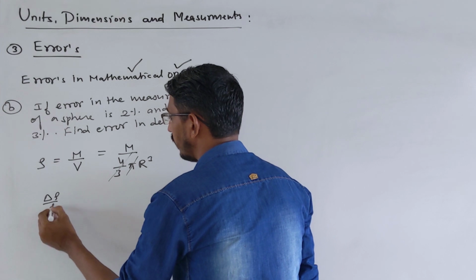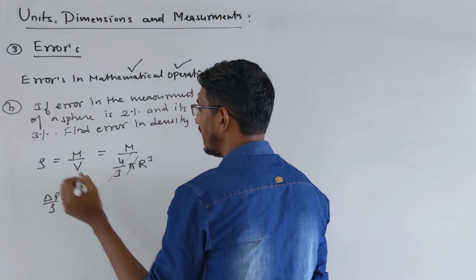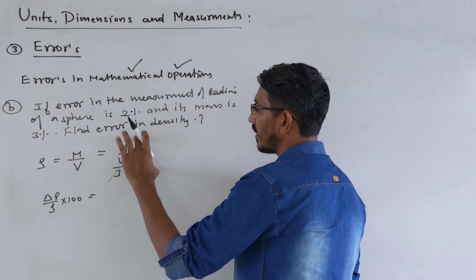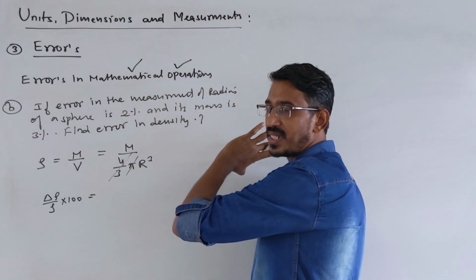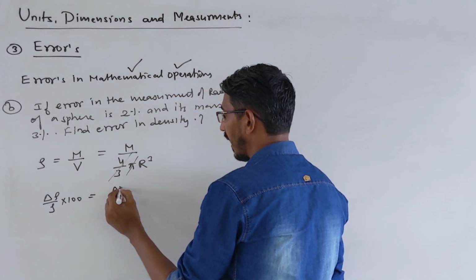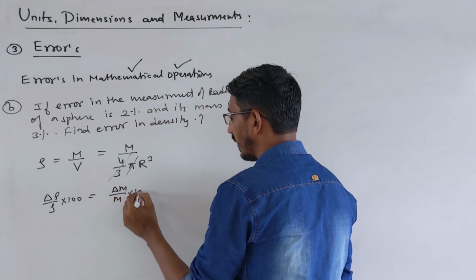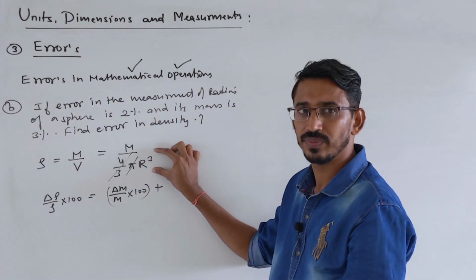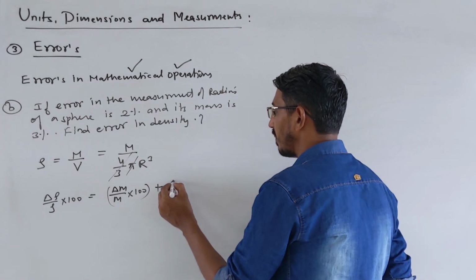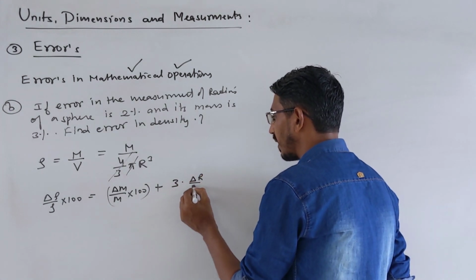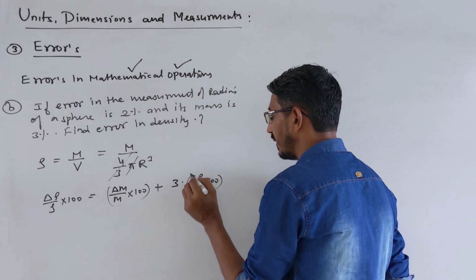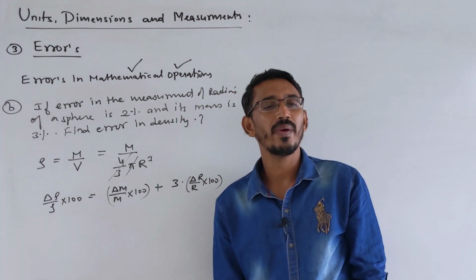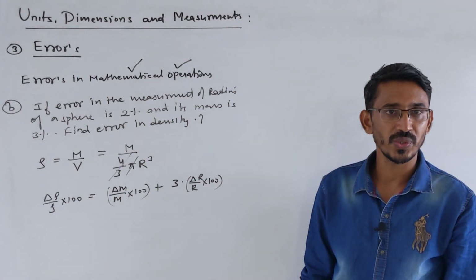How do you write? Del rho by rho, percentage error in density. Here these two things are divided. So that rule, percentage errors we have to add. Del m by m into 100. Okay. Now, it's a division, r cube. Yes, power 3 multiplied here into del r by r into 100. Positive power, negative power doesn't matter. You have to treat always as positive only, right?